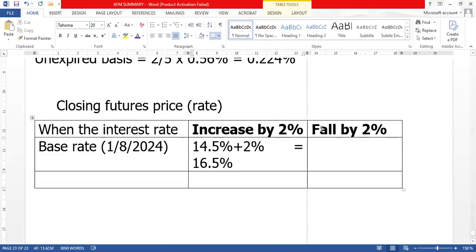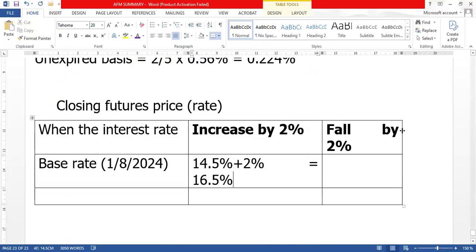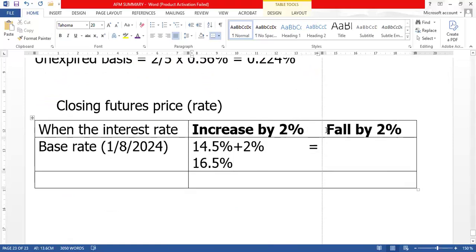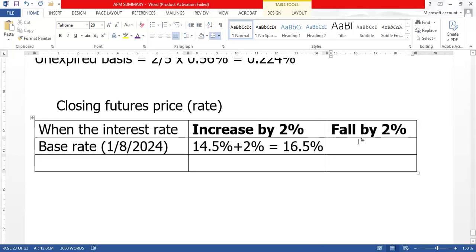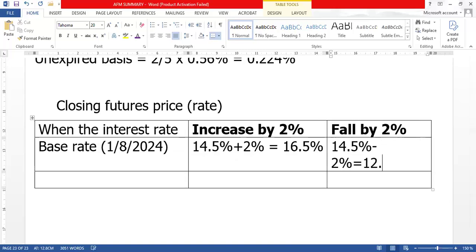Let me open your mind. You're not saying that it is becoming hard. It is easy. When you practice, it will become very easy. Now, when the interest rate falls, remember it was 14.5. So you reduce this by 2. So you remain with 12.5. Perfect.